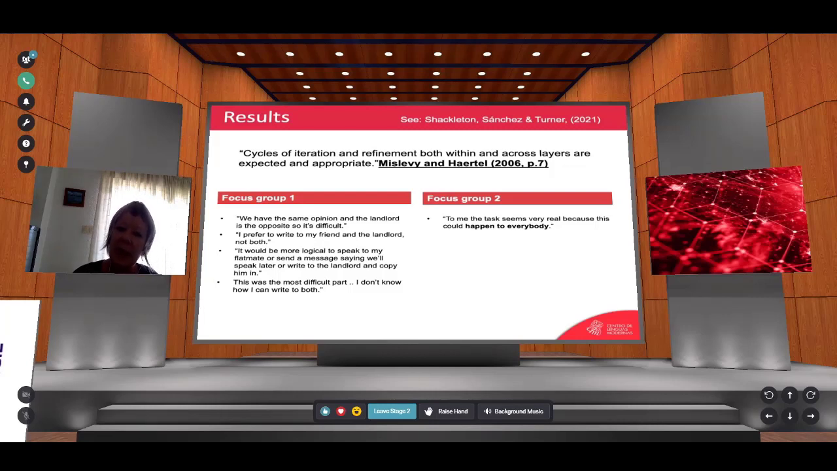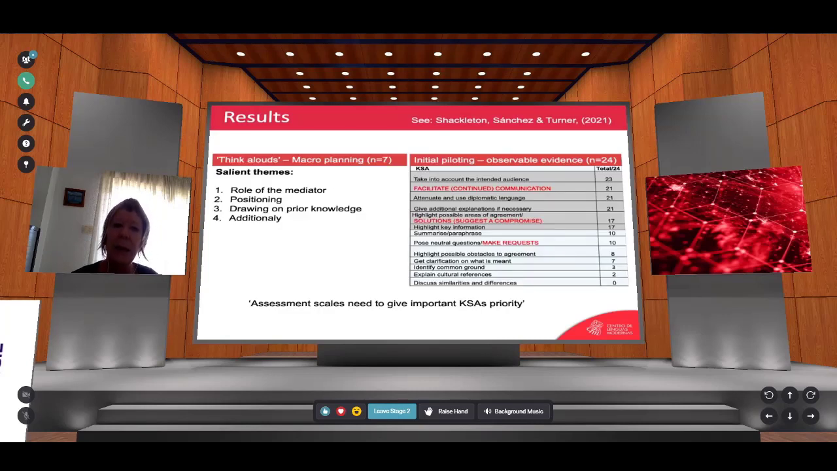So we went back to the task and we made some changes. We changed it to only writing to one party, which was going to be the landlord. And we also put in extra information which would try to reduce the bias in favour of the flatmate. The task was then taken to the second focus group, and we got a much better response. People thought that it was an authentic task and they liked the task.